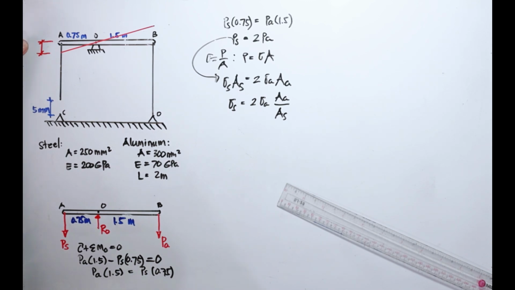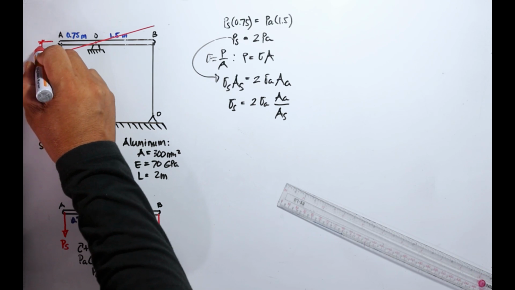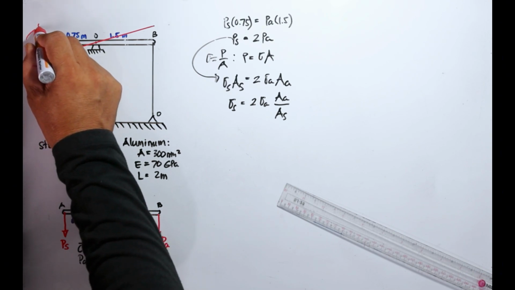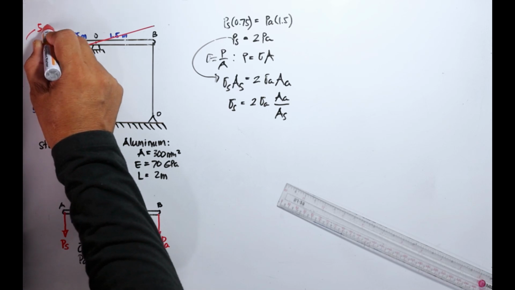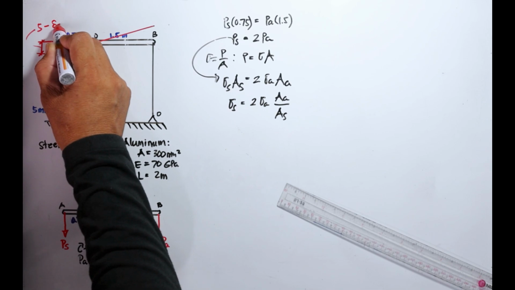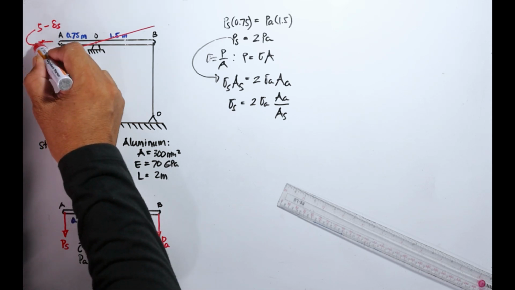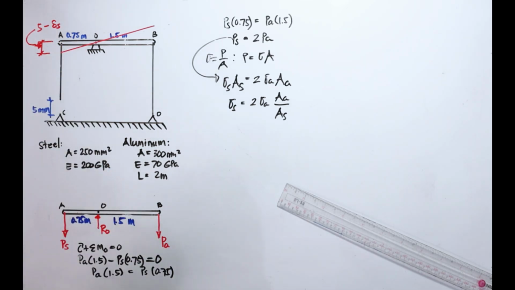So to make it lesser than 5 millimeter, that means we are going to subtract something. And what is that something? This one is 5 mm minus what? That is the elongation of the steel. Okay? So this distance here should be 5 minus the elongation of the steel.